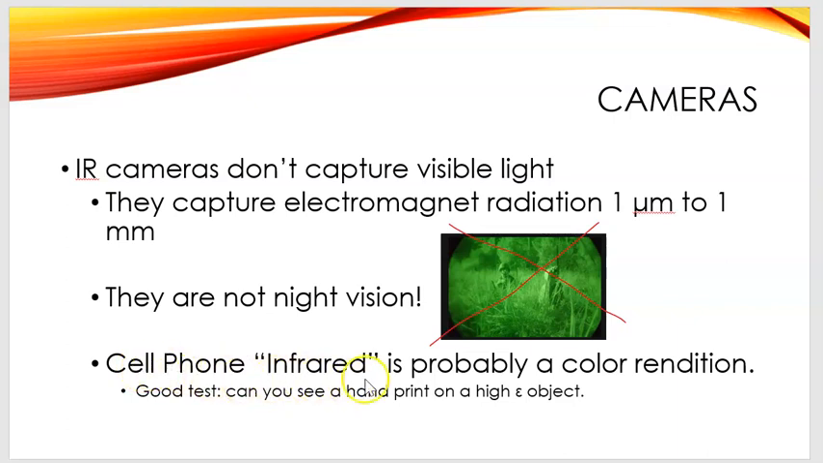And if you have a cell phone that claims to have infrared, it's probably just a color rendition that's going in there. A good test to see if your cell phone really did have it is, can you see a handprint on a higher temperature emissivity object? In other words, put your hand on a table or a wall that has a fairly good emissivity, and take your hand away, and you can see if your handprint is still showing. Then it probably is an actual infrared camera. They do make infrared adapters that fit cell phone cameras now, so they're kind of a fascinating technology when you get right down to it.